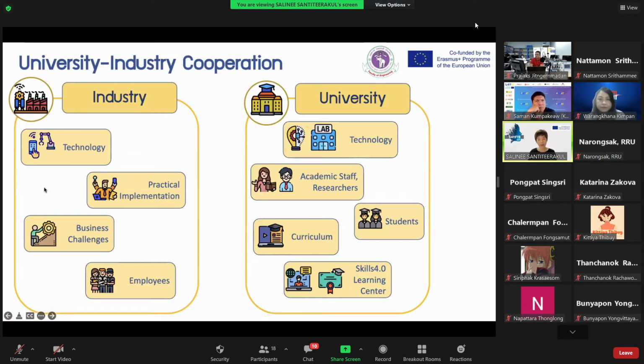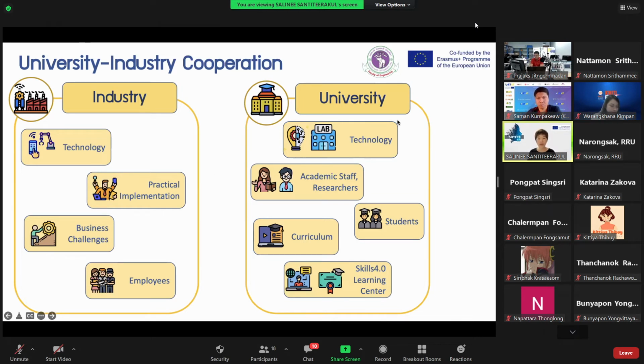So from these three Erasmus Plus projects, actually we try to bridge, to close the gap between industry and university, and we try to develop our collaboration from the industry and university side as well. We can see that the industry has deep knowledge of the technology and practical implementation. They have business challenges to achieve the future requirements of Industry 4.0. And they also aim to develop their employees as well.